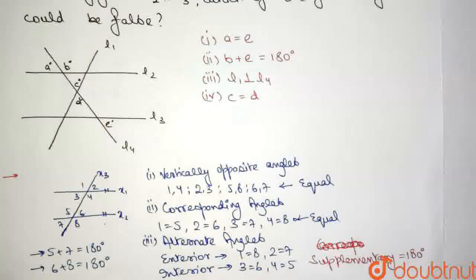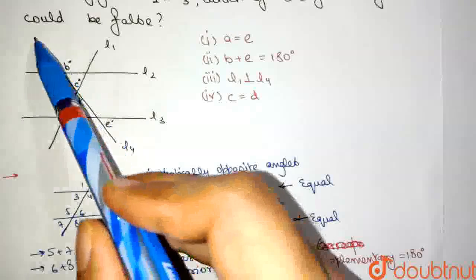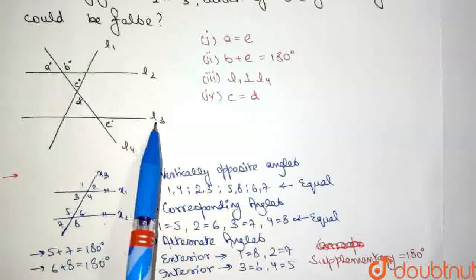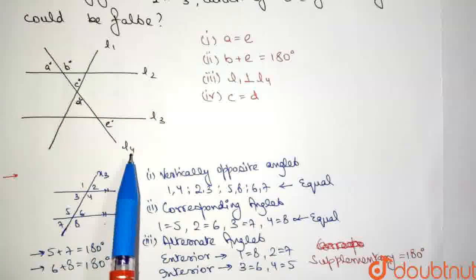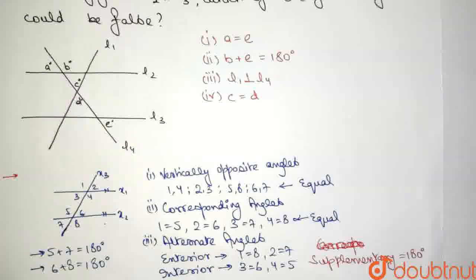Now if we look at this particular question, it says A is equal to E, right? So it is said A is equal to E. Now if we look at this question, we can see that this is the transversal, and L2 and L3 are parallel and L4 is the transversal that we are looking at. So A and E form a pair of alternate exterior angles. Like we had 1 and 8, 1 equals 8, 2 is equal to 7, right? So 1, 8, 2, 7, these were exterior angles.